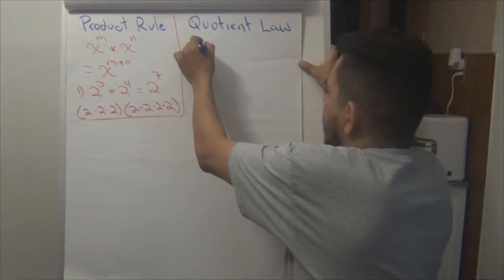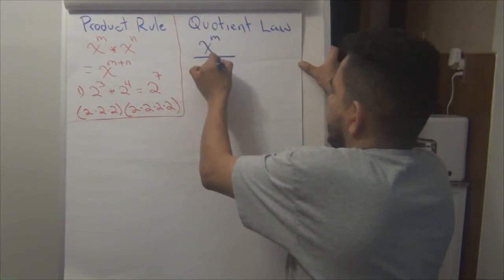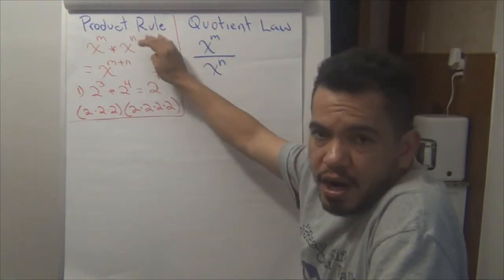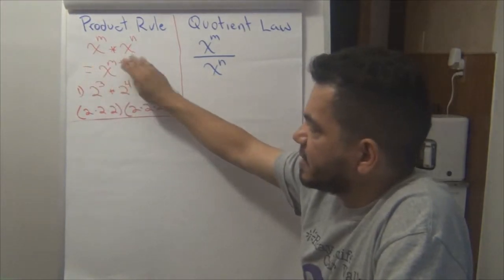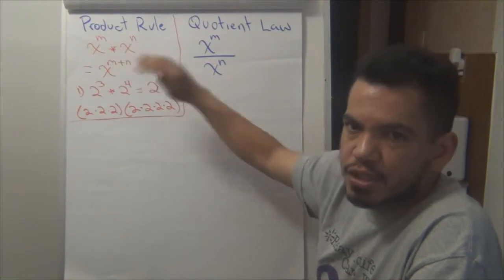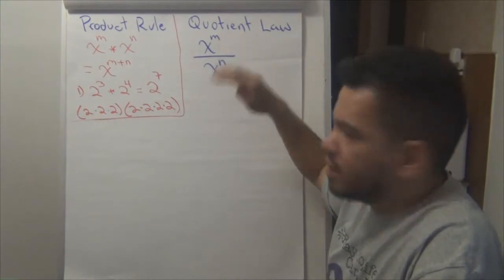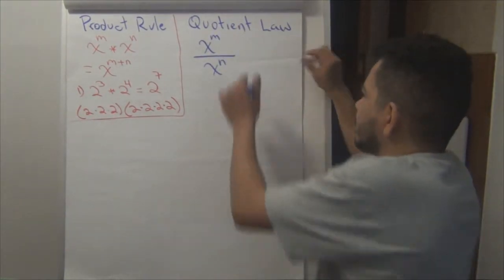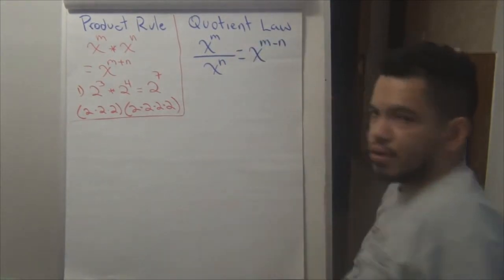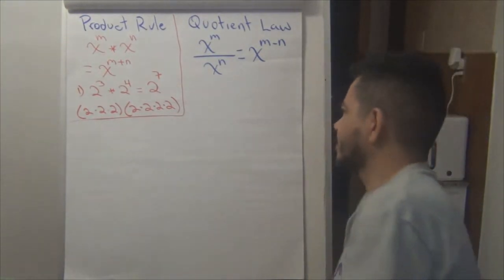Okay, so we have the following. It says that if you are dividing x to the m by x to the n, you don't even have to think that much about it. Look at this. The product rule says that when you multiply powers of the same base, you keep the base and you add the exponents. That's multiplication. So in quotient, which is another fancy word for division, when you have a division, guess what you're going to do? You're going to subtract.